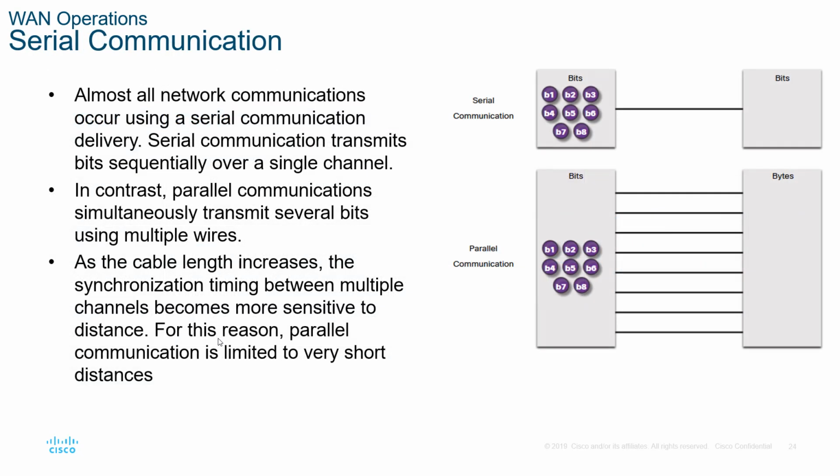So that leads us into how we do our basic communication. Our communication normally is done one of two ways: serial or parallel. Serial is one connection, parallel is multiple connections. Almost all network communication is using a serial connection. The serial connection will transmit bits sequentially over a single channel. In contrast, parallel will simultaneously transmit several bits using multiple wires. As the cable length increases, the synchronization time between the different channels becomes more sensitive to the distance. For this reason, parallel communication is very limited to short distances. Most things still use serial connectivity.